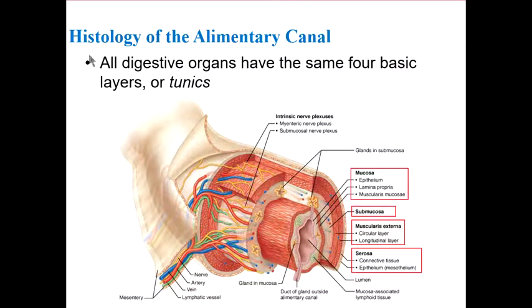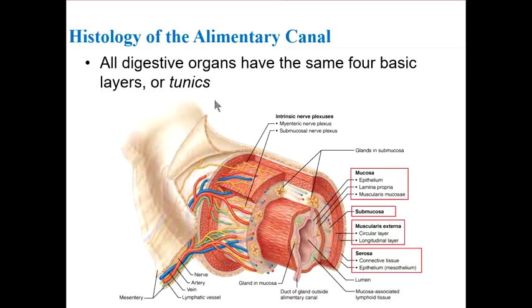In this video, we're going to look at the histology of the alimentary canal. And we know how many organs are in the alimentary canal. We went through them, starting at the mouth all the way to the anus. And as we travel through the alimentary canal, we'll find that our digestive organs have the same 4 basic layers, or tunics, that we call them.